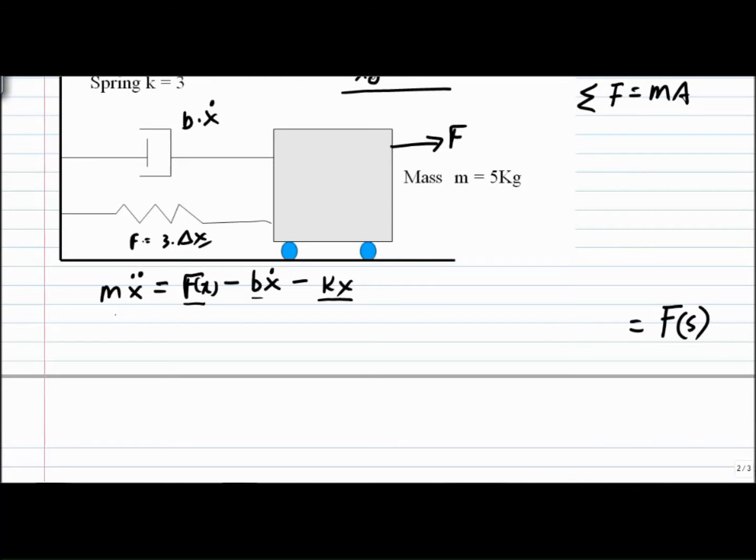Let me write that better. K X of s. And our convention normally would be that these would be uppercase and these would have been lowercase in the time domain, but it's just too hard to write it that way, so use your imagination. I'll transform this term next.